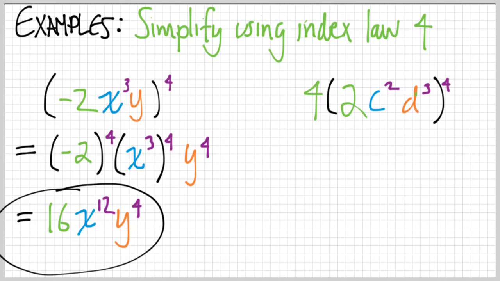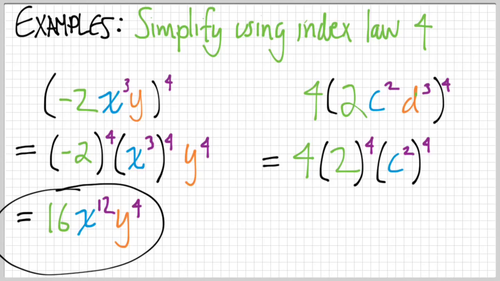Okay, now in this case, very similar. But this time we've got the 4 outside of the parentheses, outside of the brackets, right? So that 4 is just going to tag along. It's just going to start us off. We just leave it, okay? But then we put the rest of these things in brackets and raise them to that power that we had out here. So 2 to the 4th, right? C squared to the 4th, right? And then D cubed to the 4th as well.